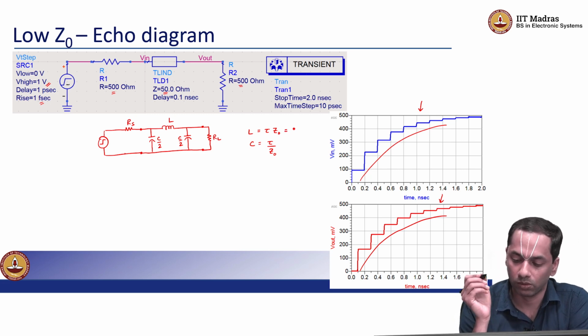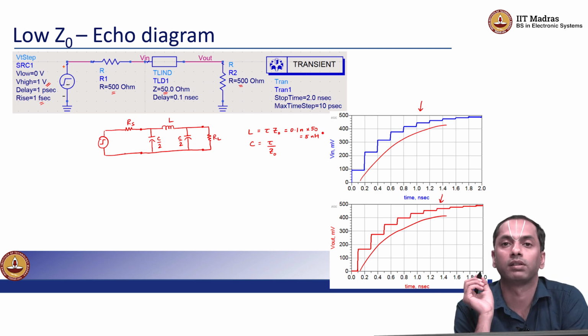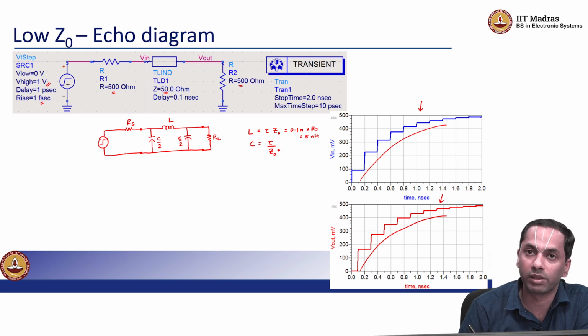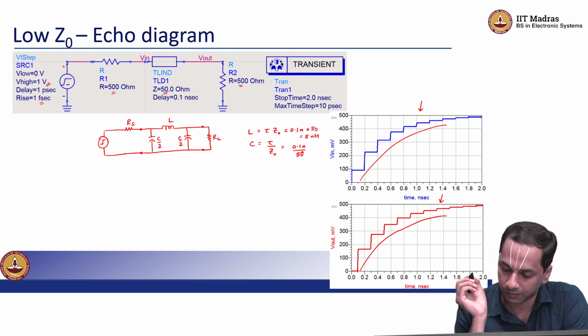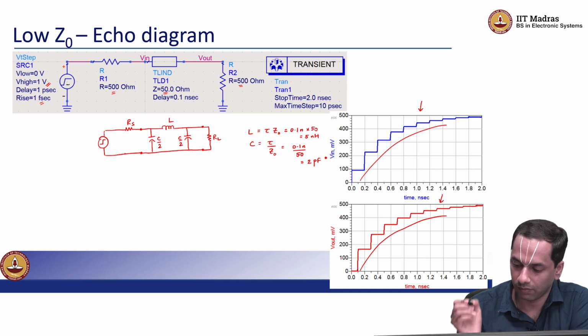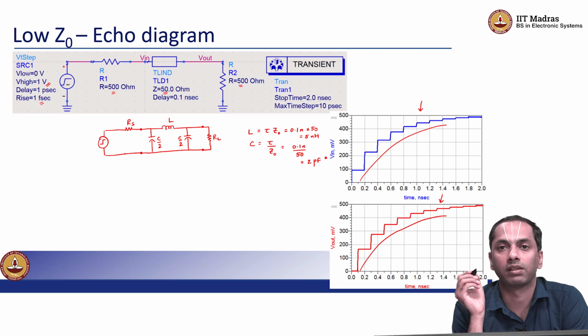So, we have 0.1 nano multiplied by 50 ohms, this would give me 5 nanohenries. So, I have about 5 nanohenries of net inductance. This is not the distributed inductance L anymore. Similarly, here we have 0.1 nano divided by 50, which turns out to be 2 picofarads. So, I have a net inductance of 5 nanohenry and a net capacitance of 2 picofarad.